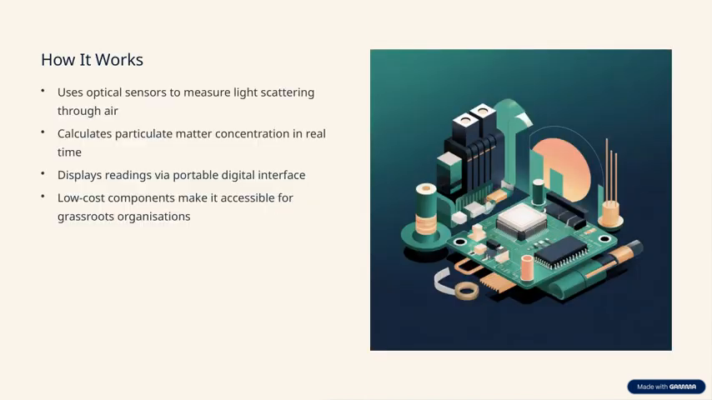So let's talk about how this device actually works. It uses optical sensors to measure how light scatters as it passes through the air. This is a really effective way to detect tiny particles suspended in the atmosphere. The sensors analyze the scattering to determine the concentration of particulate matter in real time, giving us immediate and accurate data. The readings are then displayed on a portable digital interface, making it easy to monitor air quality on the spot.